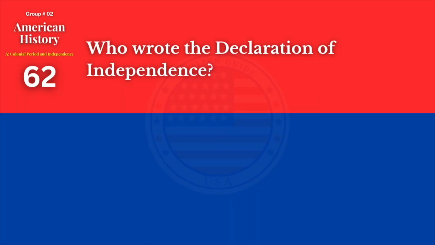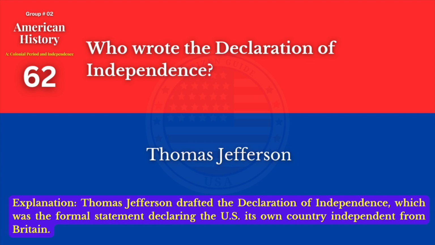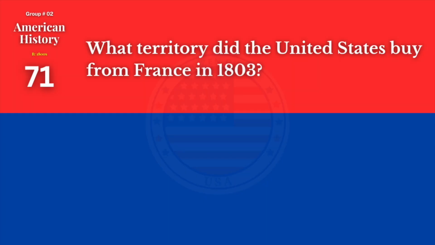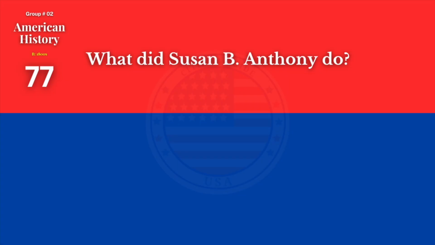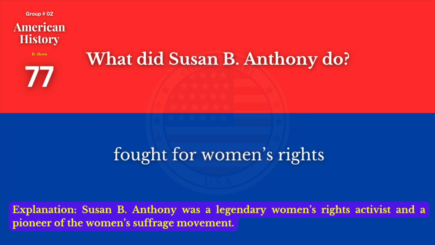Who wrote the Declaration of Independence? Thomas Jefferson. What territory did the United States buy from France in 1803? The Louisiana Territory. What did Susan B. Anthony do? Fought for women's rights.